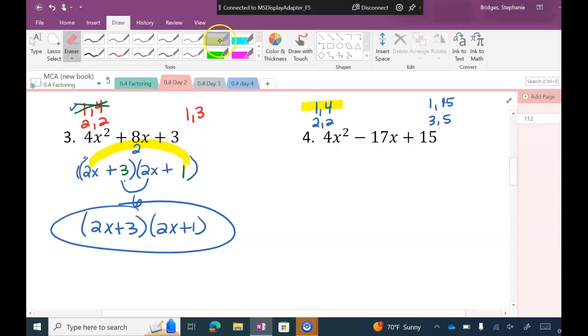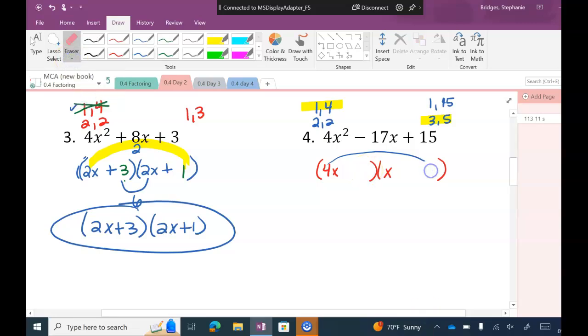So I'm going to start with trying the 3 and the 5 with that first. If this works, great. If it doesn't, then we can try something else. I'm going to put my 4x and my 1x. I'm going to place my 3 and my 5, and I'm going to try. What's 4 times 5? 20, which is already too big. So that's not going to work in that case.